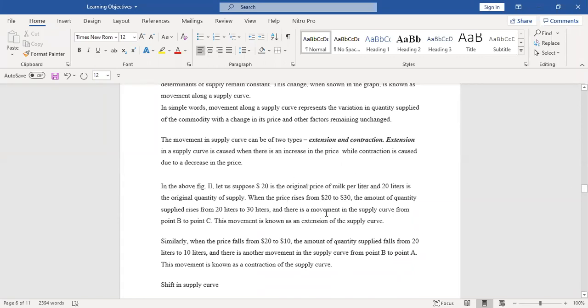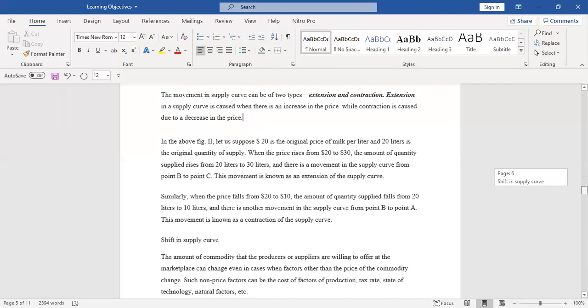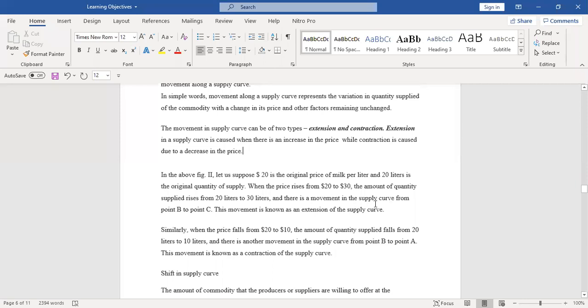When the price rises from $20 to $30, the quantity supplied rises from 20 liters to 30 liters. So let's see that. Price goes up from $20 to $30. The quantity supplied will extend from 20 liters to 30 liters. Okay? There is a movement in the supply curve from point B to point C. This movement is known as an extension of the supply curve. Similarly, when the price falls from $20 to $10, the quantity supplied falls from 20 liters to 10 liters. And there's another movement in the supply curve from point B to point E.